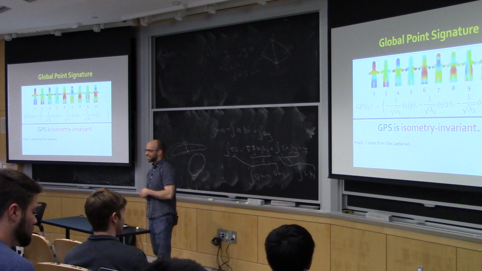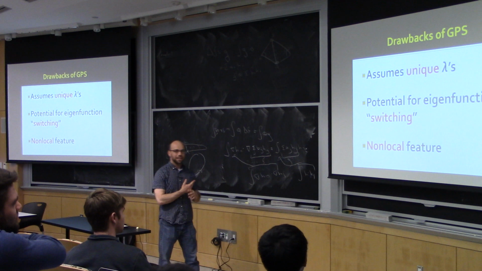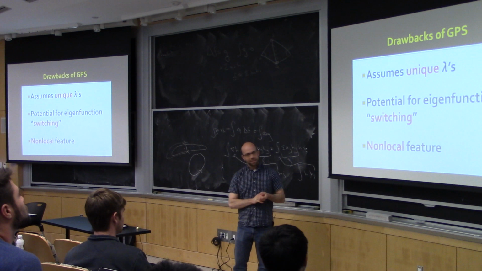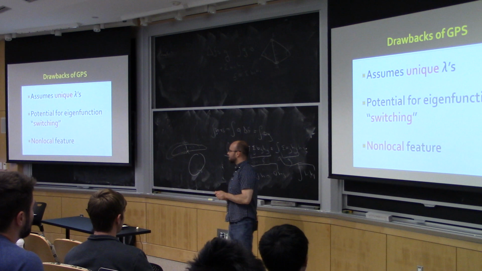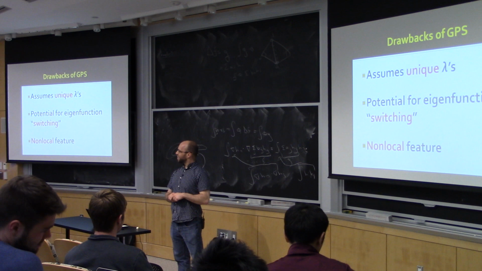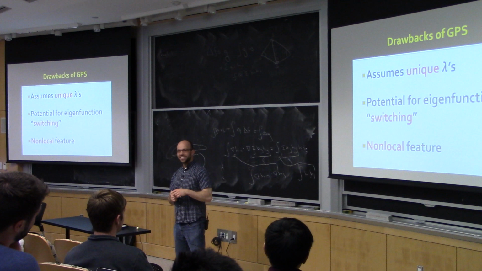The GPS has some drawbacks. That's why there's been lots of literature since 2007. In particular, these theories break down if there's a repeated eigenvalue. How common do you think repeated eigenvalues are? Wrong. They're extremely common. The reason being that, well, what was our motivation? It was humans. And humans have a left-right symmetry. Yeah? So for every eigenfunction that's big on one hand and small on the other, I can flip the whole thing and get a second eigenfunction with the same eigenvalue. Yeah? And so this is actually a big problem.